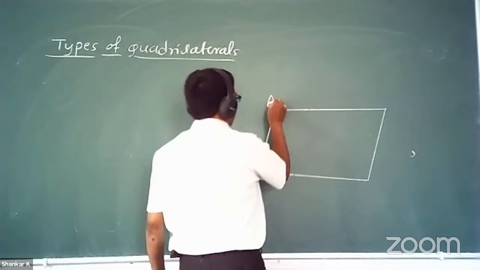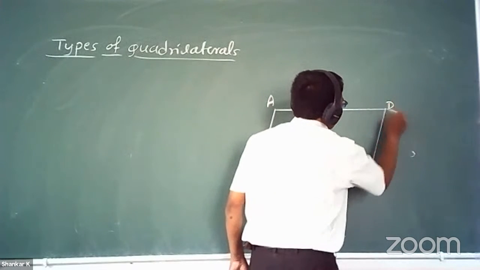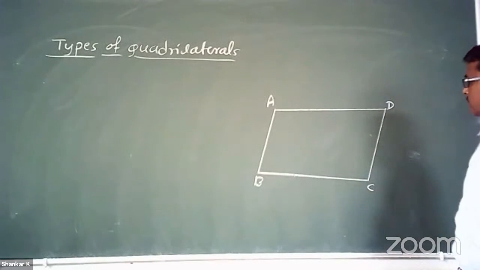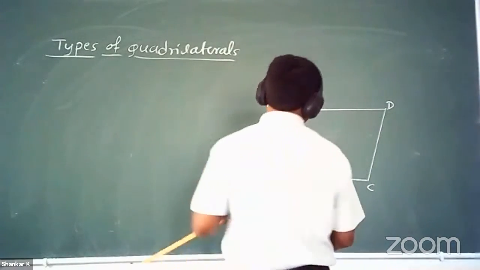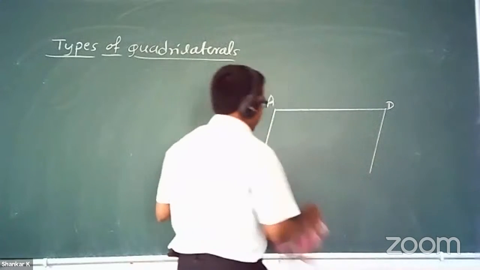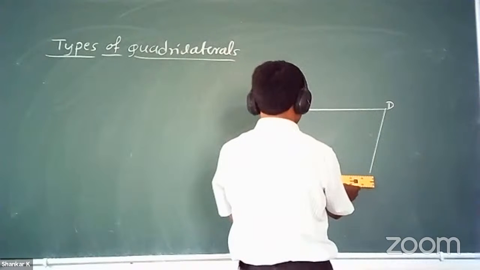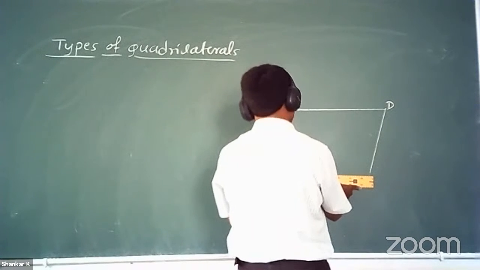A, B, C, D. Okay, is it a quadrilateral? Students, this is also a quadrilateral, isn't it? Because it has four sides. Therefore, it is a quadrilateral. A four-sided closed figure is called a quadrilateral. What is the name of this quadrilateral?